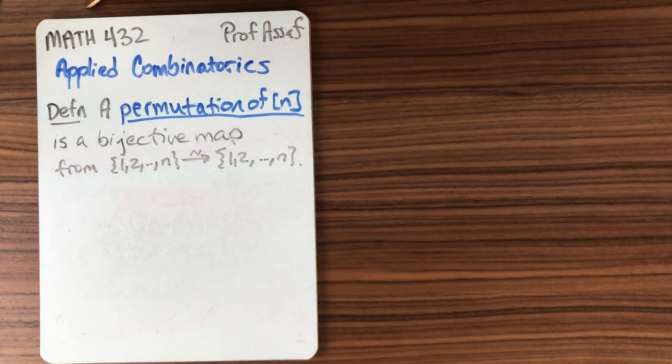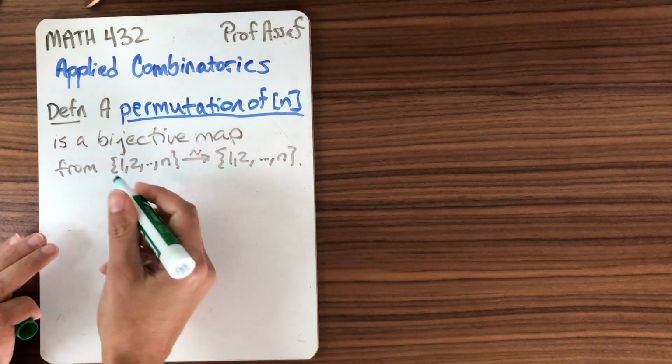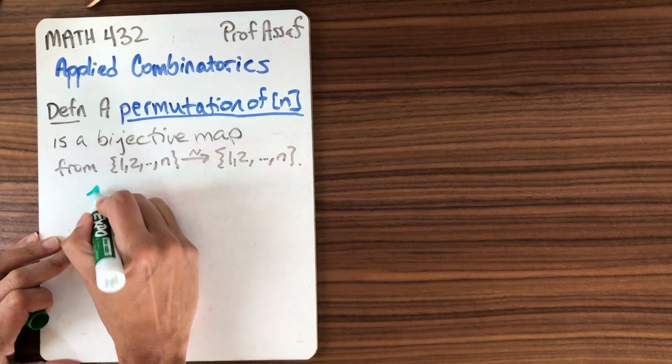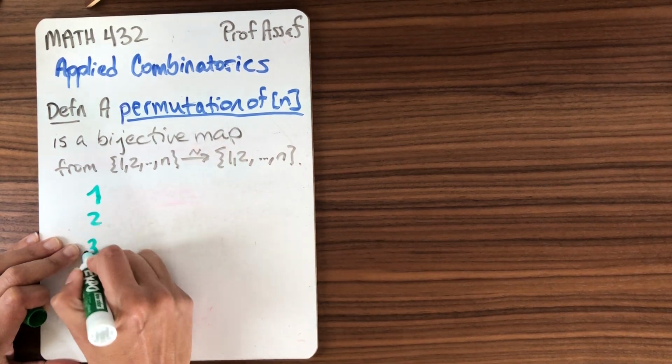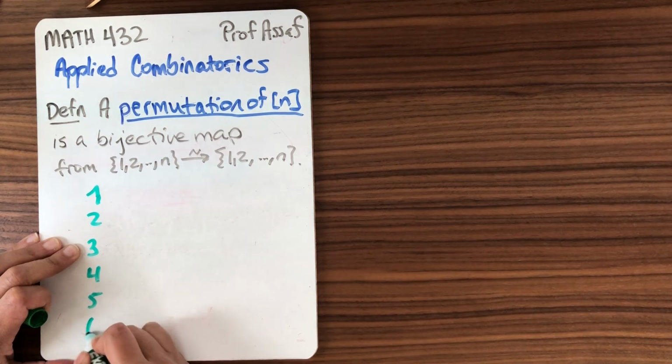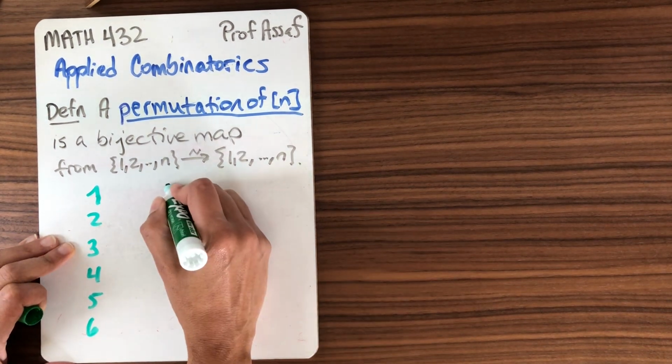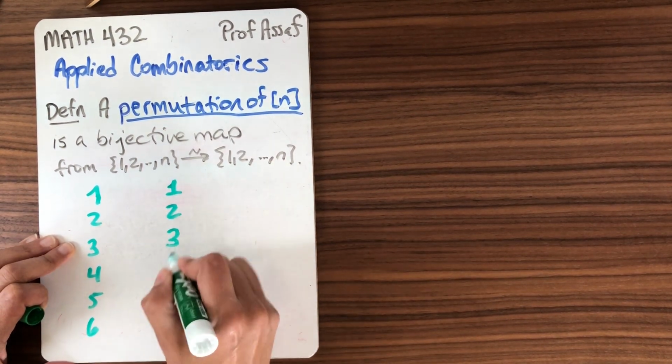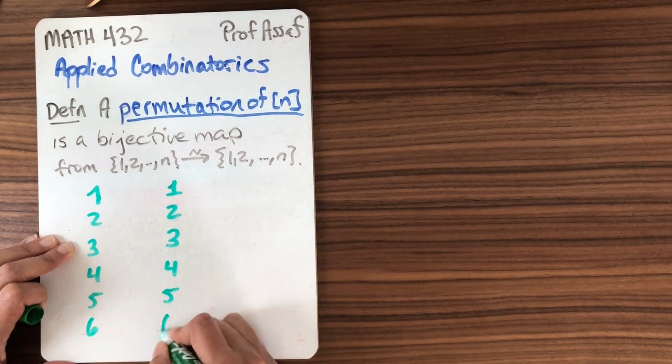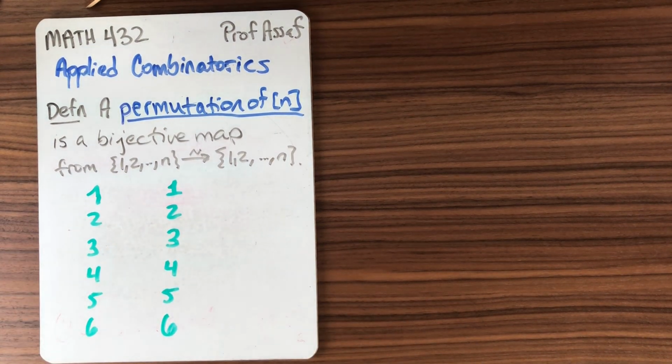So there are lots of different ways for us to visualize permutations of n. One is to think of them just in terms of this definition. We have the domain, 1, 2, 3, 4, 5, 6, and we have the range, 1, 2, 3, 4, 5, 6. Now we need to make a map. That's going to be a correspondence. So we have to decide where everything goes.